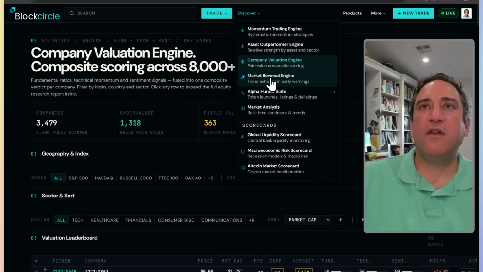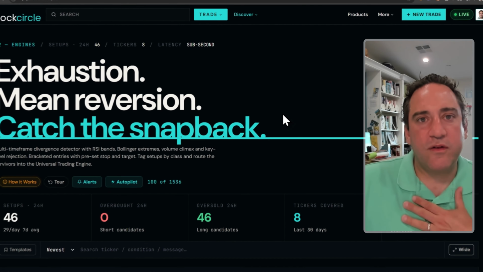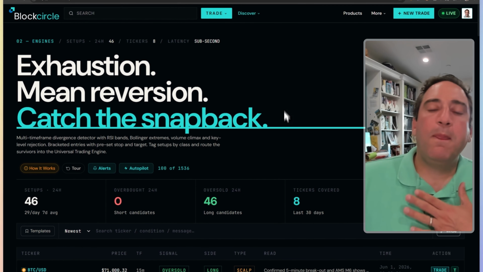And then the next one is the market reversal engine. So the market reversal engine is one of my favorites because it literally just tells you whether or not Bitcoin, Solana, Ethereum, and cryptocurrency altcoins are overbought or oversold on a short time frame, like 15 minutes. So it doesn't trigger that often.